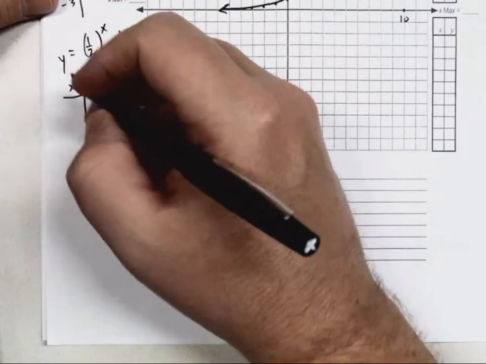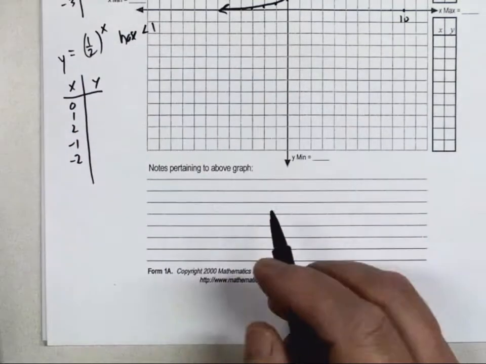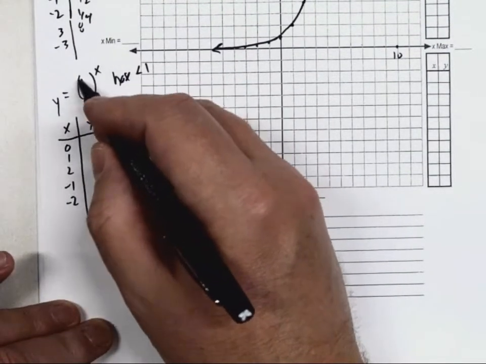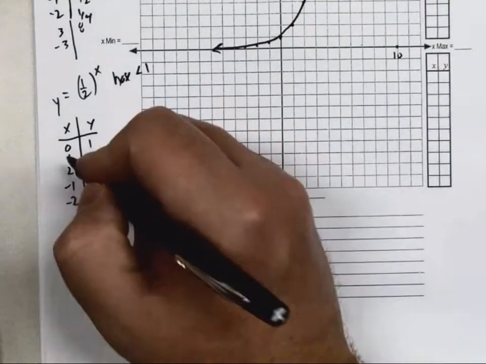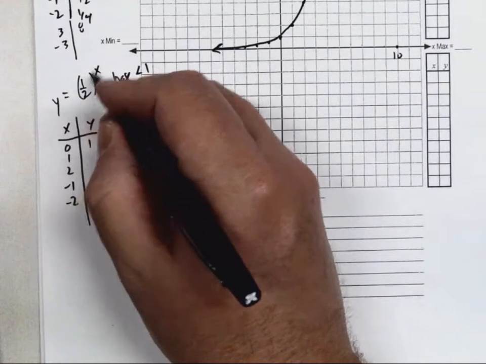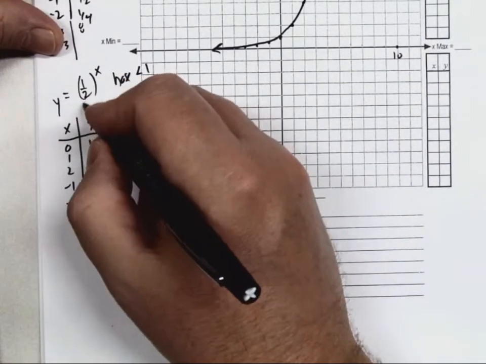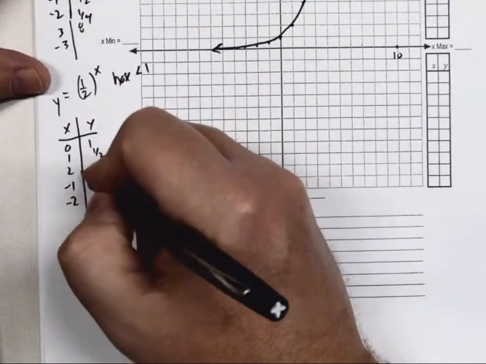So once again, we'll go 0, 1, 2, -1, -2. This one's a little trickier. So when x is 0, 1/2 to the 0 is still just 1. When x is 1, 1/2 to the first, so it's 1/2. When x is 2, it's 1/2 squared, which ends up being 1/4.